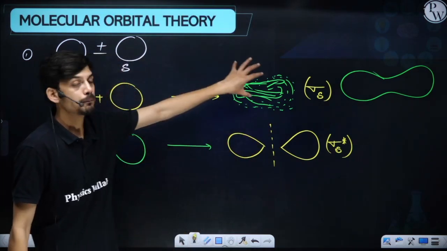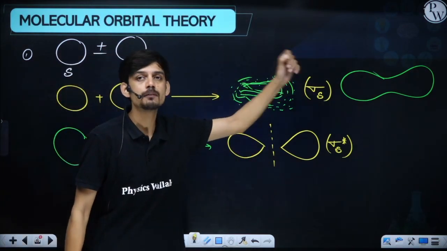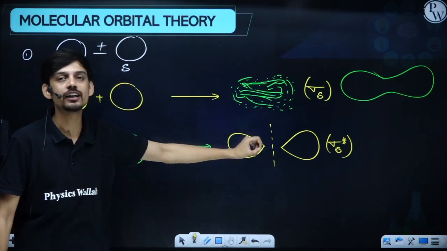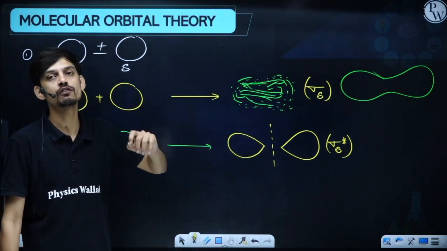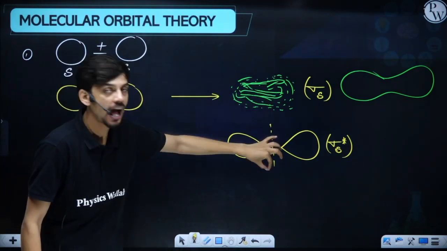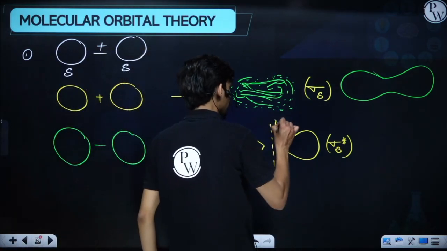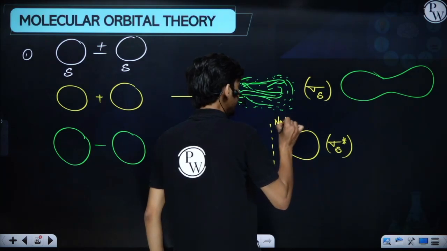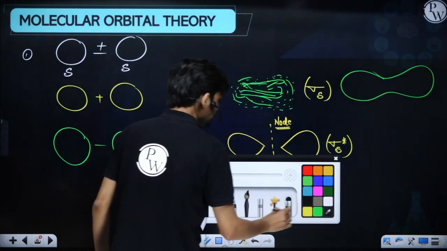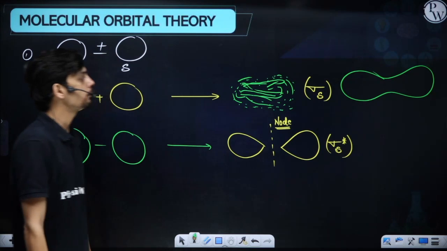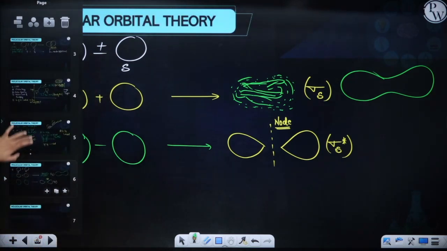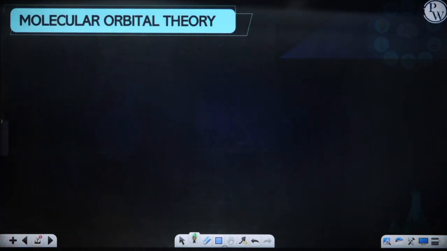And suppose the bonding orbital has x number of nodes. Then the anti-bonding orbital will have x plus 1 nodes. That is, anti-bonding will always have one extra node compared to the bonding orbital. Nodes are the regions where the finding probability of electron is minimum. Those regions are called nodes.